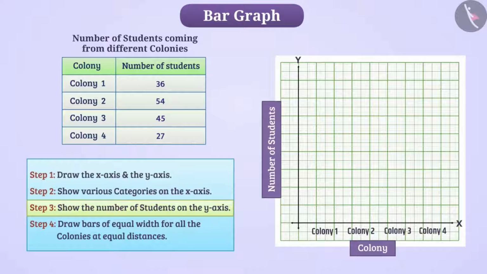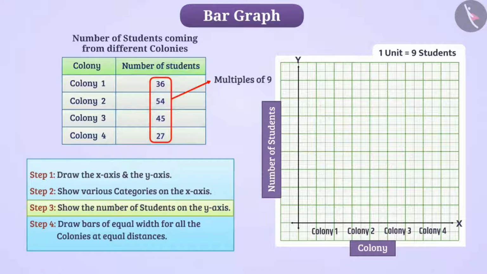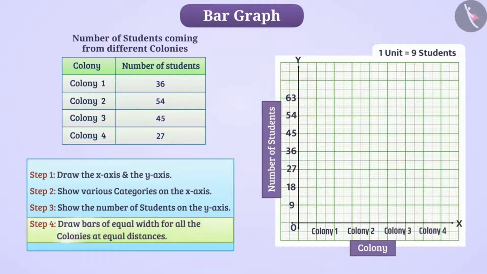We will take a convenient scale to represent numerical data correctly. Here, we can take this scale as 1 unit is equal to 9 students, because all the numbers are multiples of 9, so we will be able to represent these numbers. In this way, we will show the numbers 0, 9, 18, etc. on the y-axis. The maximum value here is 54, but for our convenience, we have taken numbers up to 63 on the y-axis. Now, we will draw a bar.